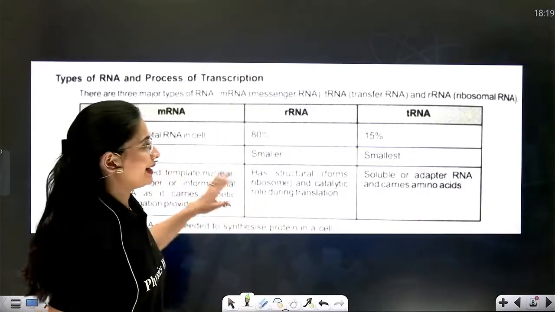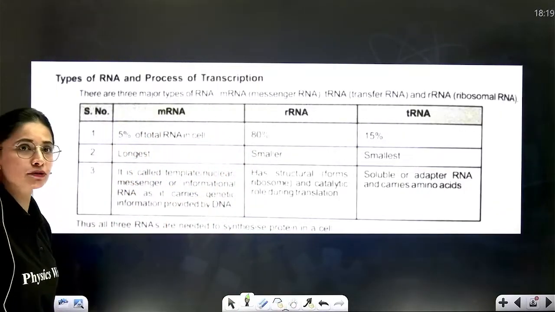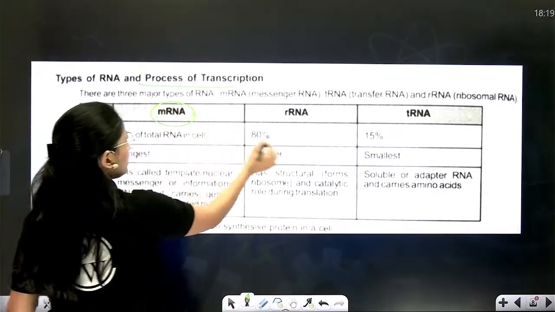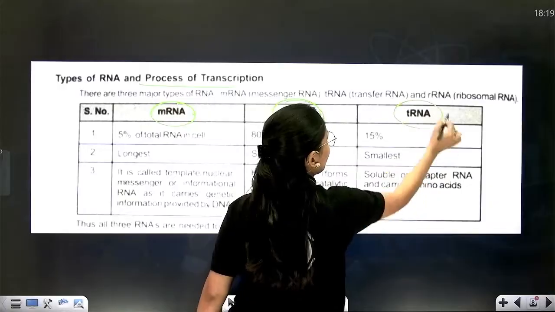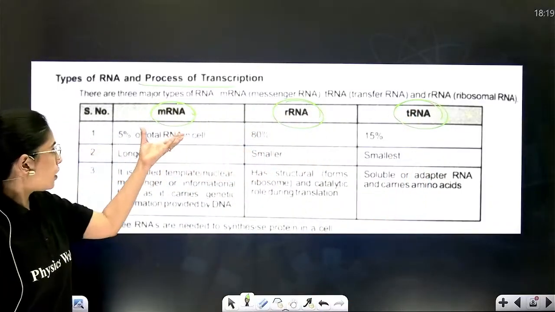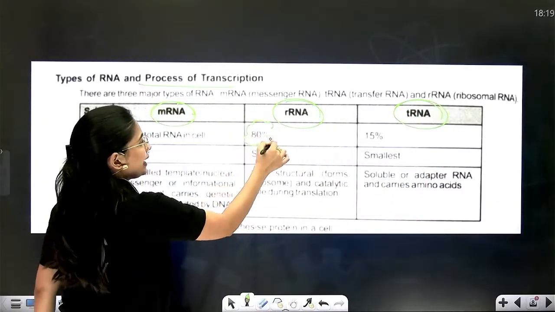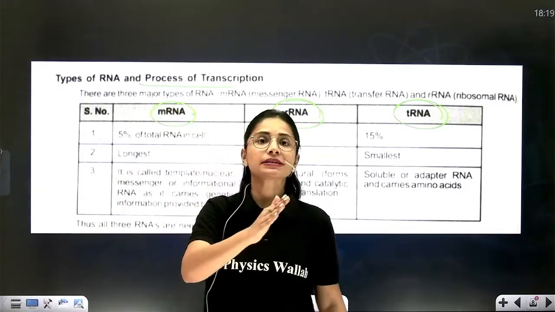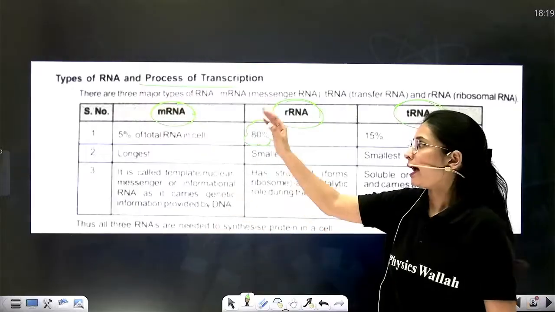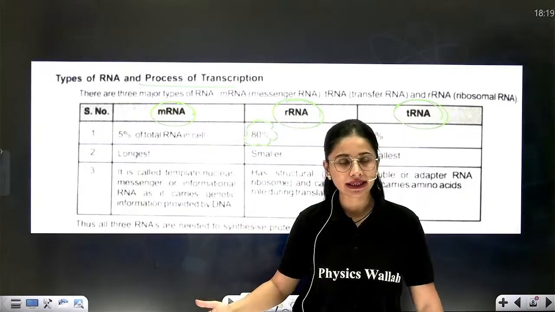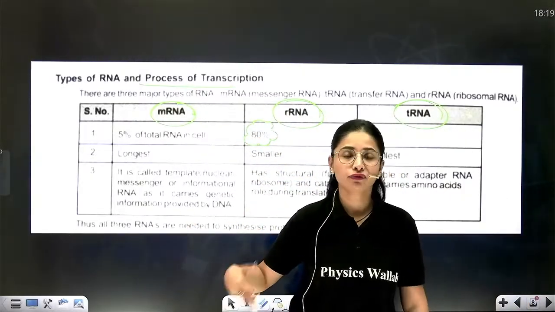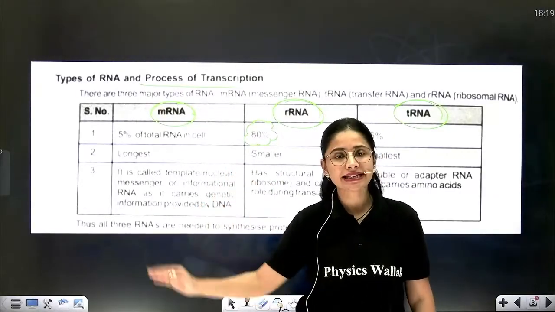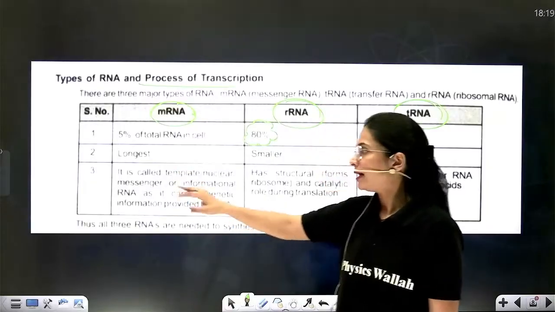So first, let's get information about the three types of RNA. There are three types of RNA: mRNA, rRNA, tRNA. Now, the majority, 80% of RNA, is rRNA, 15% is tRNA, and 5% out of the total is mRNA. So which is most abundant in the cytoplasm? rRNA. Which is least? mRNA. Correct? Coming to the second.